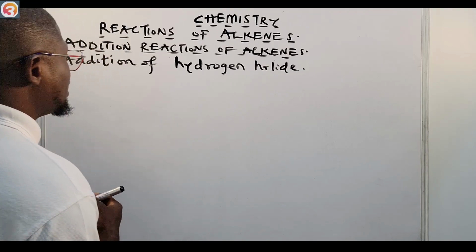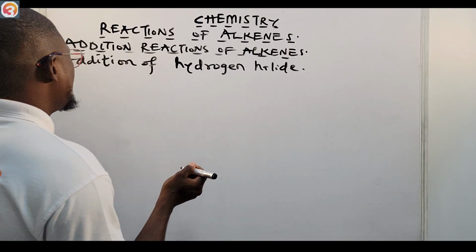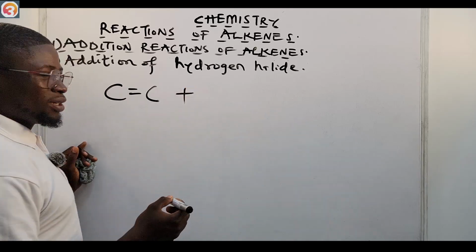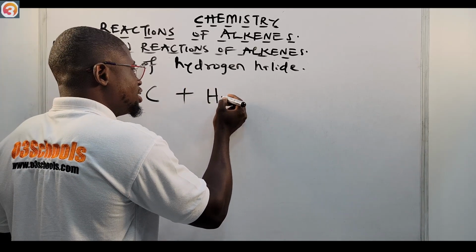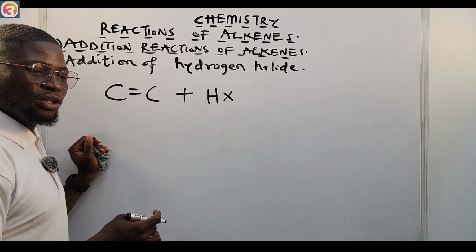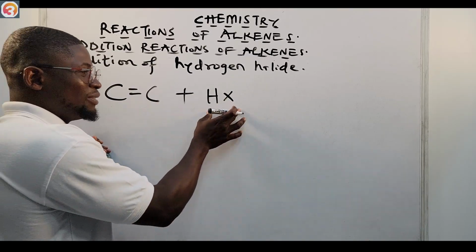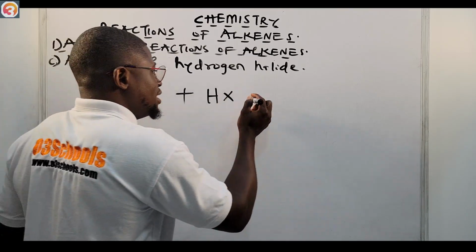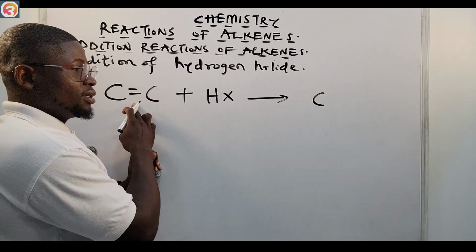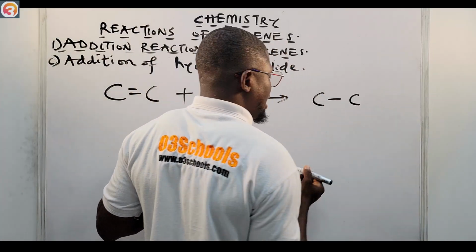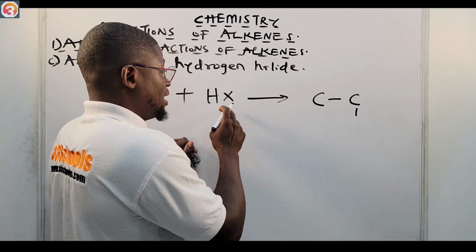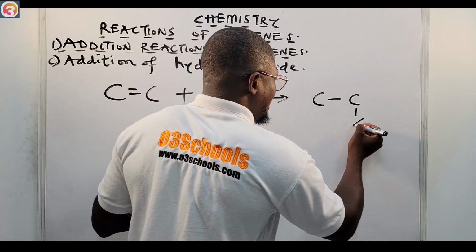Let us say, for example, the general reaction pathway. Let us say we have C double bonded to C, plus hydrogen halide. That is hydrogen and a halogen. X is the halogen, then this is hydrogen. An alkene reacting with hydrogen halide will now give us the following. The double bond will be broken, of course, and I'm going to have C single bonded to C, with the halogen attached to the product.